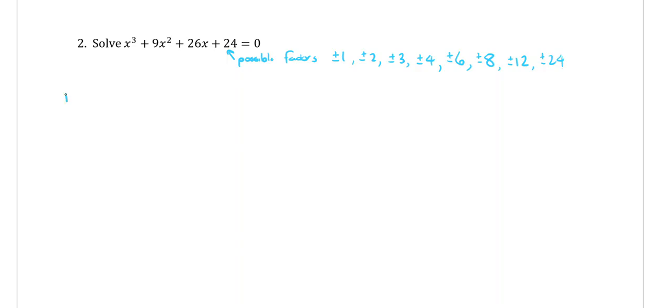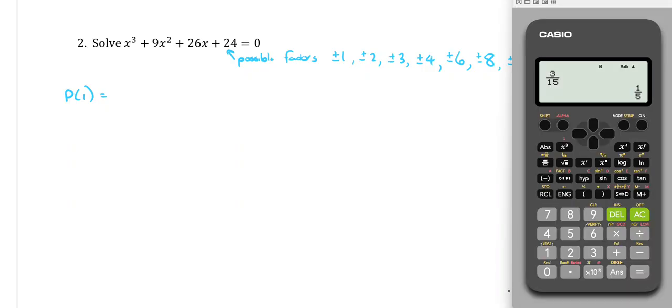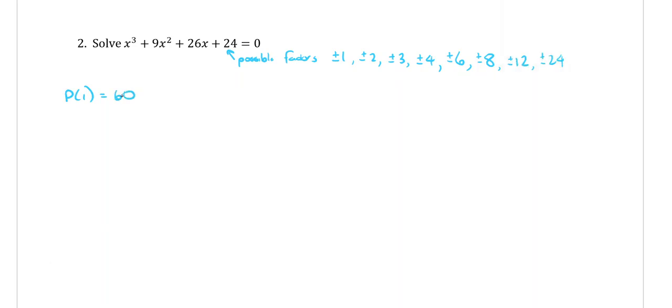So we would start at p of 1, and we get our calculator ready, and we would sub in 1 cubed plus 9 lots of 1 squared plus 26 times 1 plus 24. It's equal to 60. So unfortunately not a factor. It has to equal 0 if it's a factor.